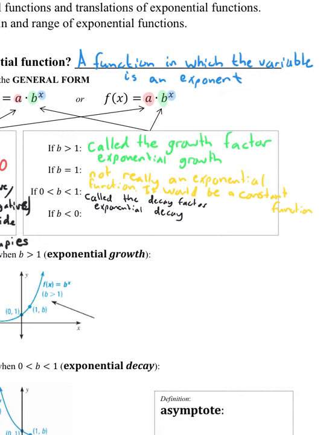And then the last one, if b is less than 0, it won't work as an exponential function. Let's take a look at an example of what I mean by that. So let's say b equals -2. So you would say y equals -2 to the x power, something like that.